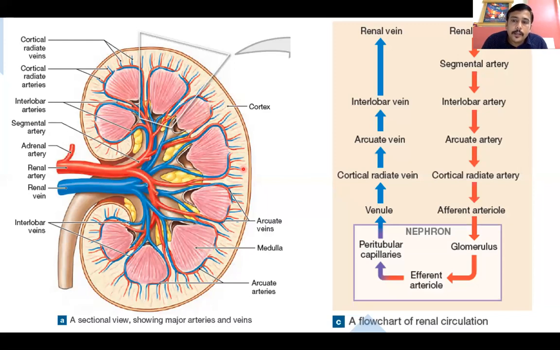They are the cortical radiate veins, and these cortical radiate veins will join to form the arcuate vein. These are the arcuate veins here, arching out. These arcuate veins will again join to form the interlobar veins, and multiple interlobar veins will join to form the renal vein, and this renal vein will directly drain to the inferior vena cava.